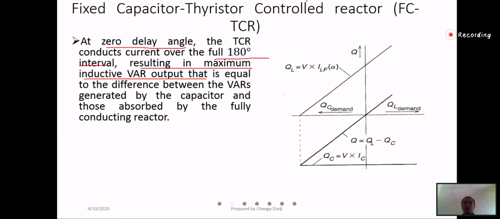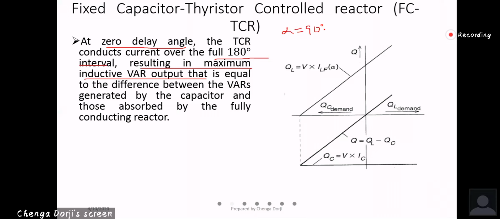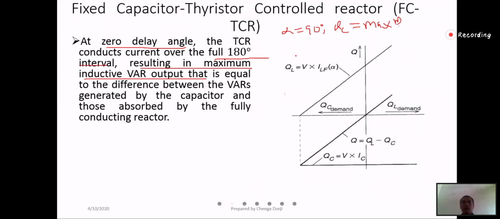So when alpha was 90, QC was maximum, right? And QL minimum. Now when alpha is equal to 0, QL is maximum. Okay, so this is what you have.